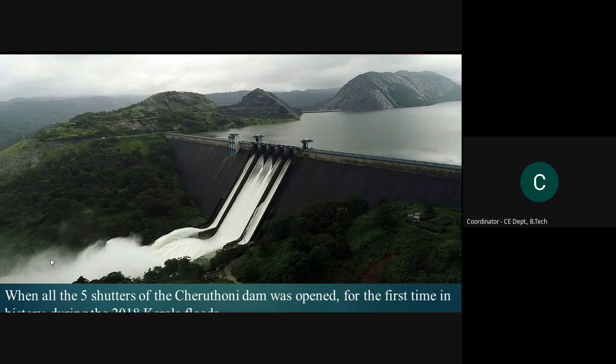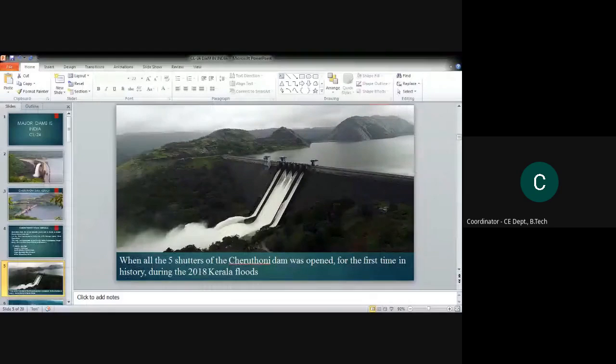Let us read about the shutters. All 5 shutters of Cherutoni Dam were opened for the first time in history during the 2018 Kerala flood. So basically, this dam has a history.